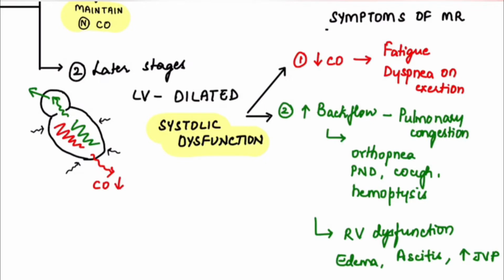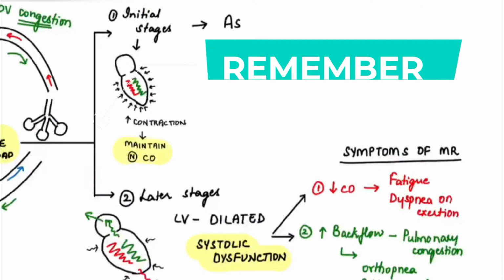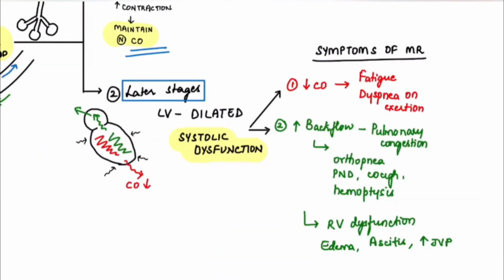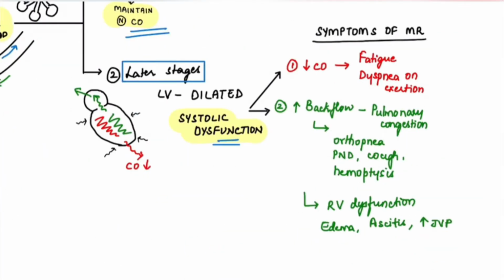So, one point to remember here is in the initial stages of mitral regurgitation, the patient is completely asymptomatic because the cardiac output is maintained. But in the later stages, because of systolic dysfunction, the symptoms of mitral regurgitation occur.